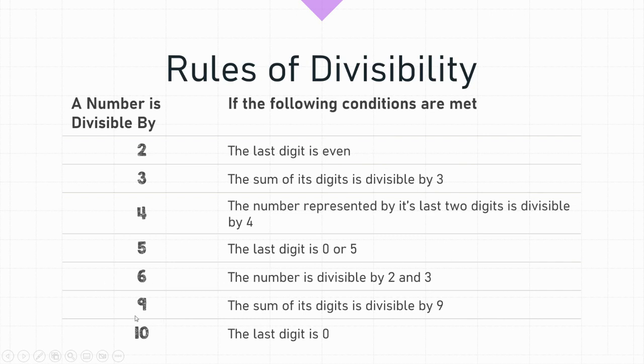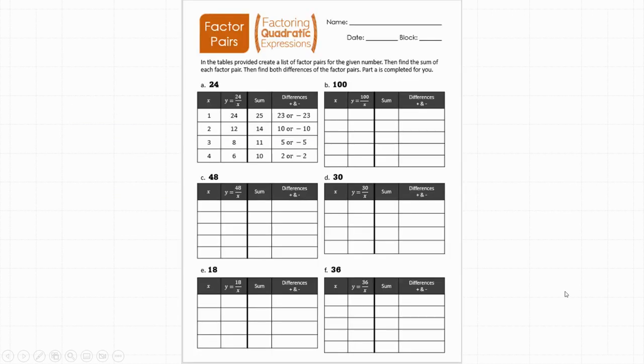And then divisible by 9 is very similar to the rule with divisible by 3. So if you add up all the digits and then that sum is divisible by 9, then that number is divisible by 9. And then any number that ends in 0 is divisible by 10. So that'll be important to know when you're trying to find all the factors of a number. You want to know all the numbers that would divide into that number.